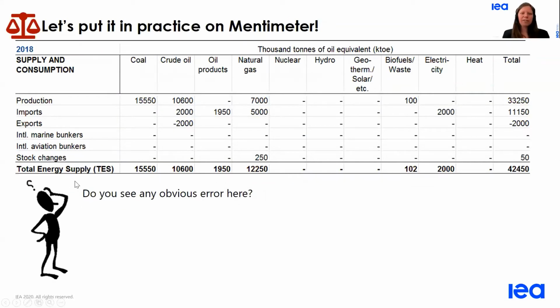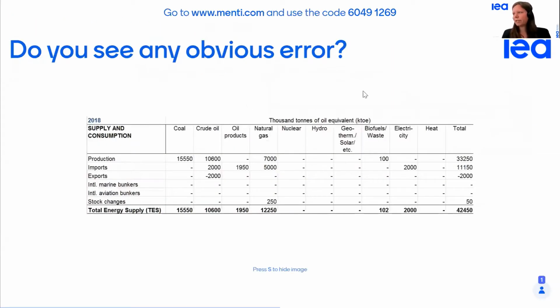Let's introduce the data validation aspect with a quick Mentimeter question. So I'll move to the Mentimeter, go to the website that you all now know and use the code 60491269. And look at this energy balance table. This is only the supply of the energy balance table. And tell me if you see any obvious error. So here we're talking consistency.